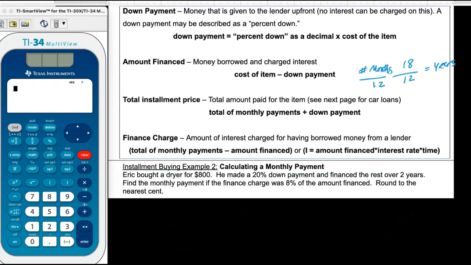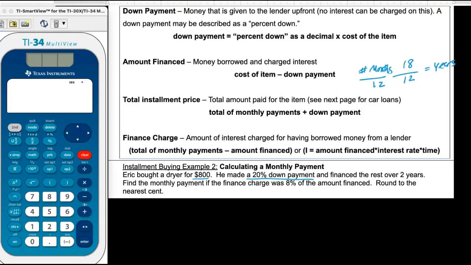This computer that is advertised for $450 is really $517.50. All right, now let's do installment buying example 2, where we calculate a monthly payment again. This one's a little bit more complicated though. Eric bought a dryer for $800 and he made a 20% down payment.